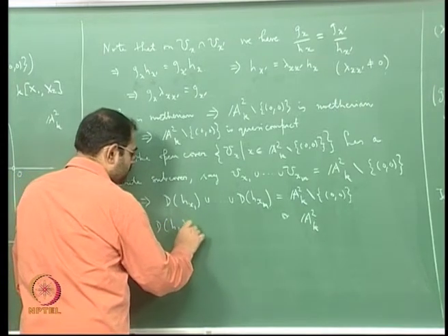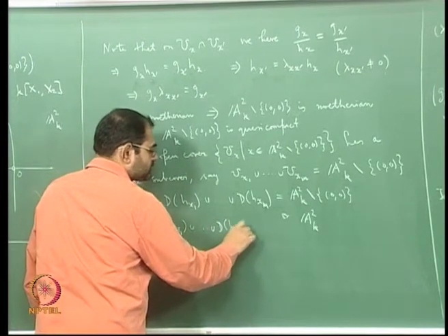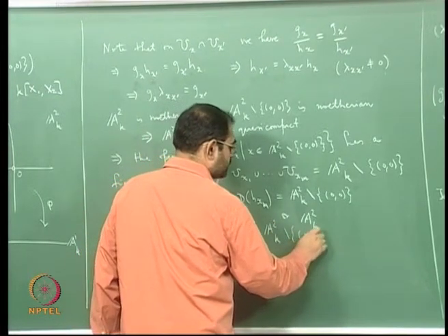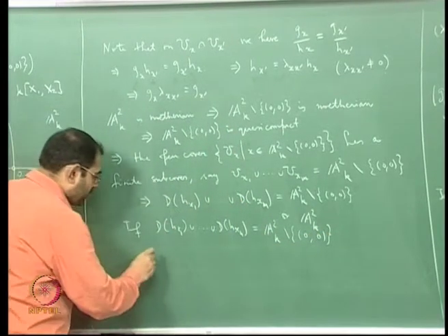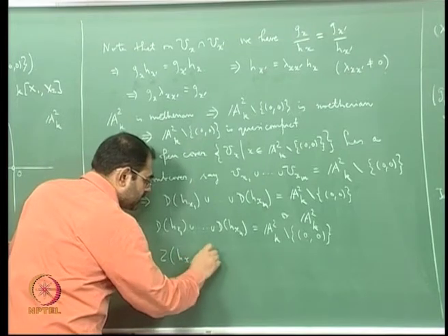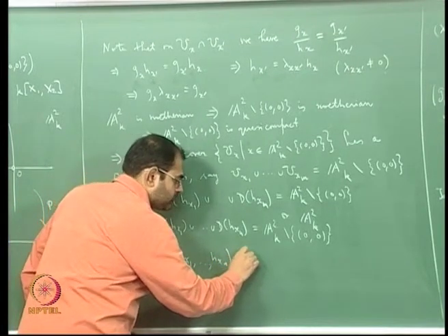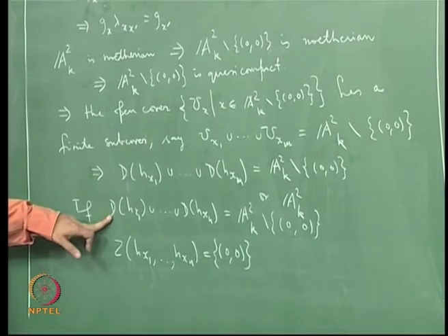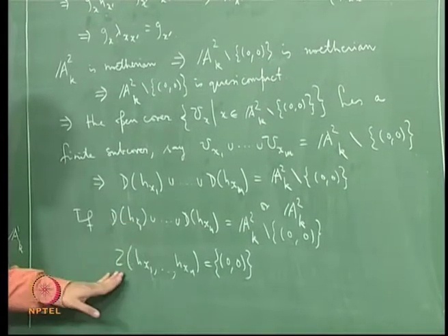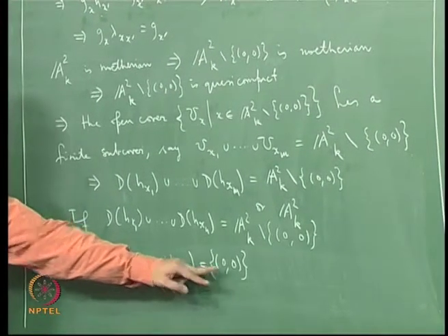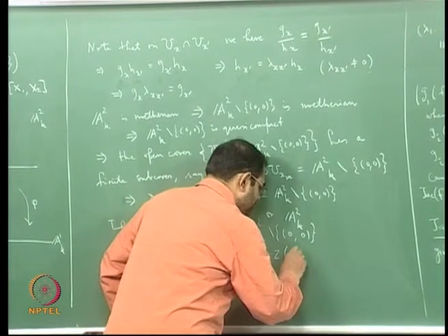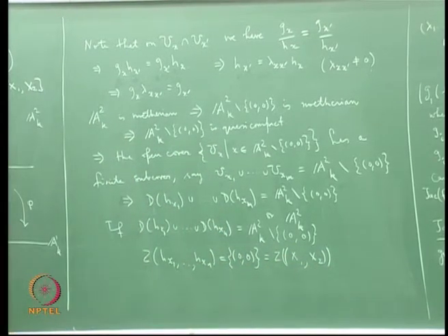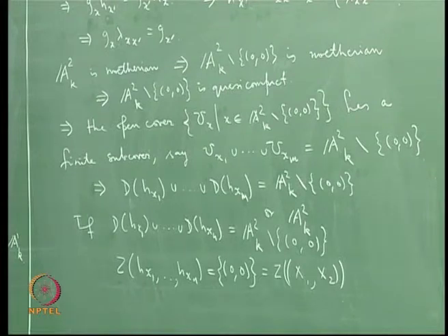If dhx1 union dhxn is equal to A2, if that is equal to the punctured plane, what this will tell you is if you take complements, z of hx1 hxn is the point, because if I take the complement of dh I will get zh, and the intersection of all the zh is just z of this. But for a point this is actually z of the maximal ideal x1 x2, because the point 0, 0 corresponds to the 0 set of the maximal ideal x1, x2.